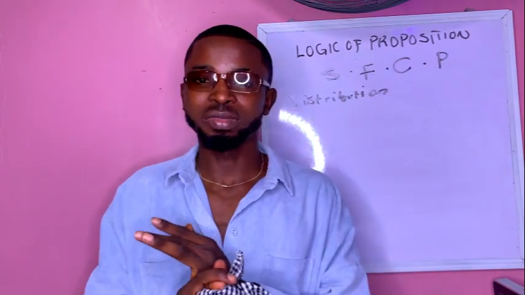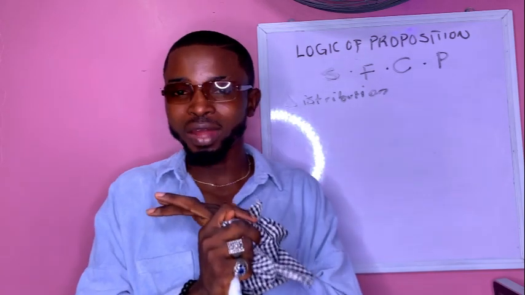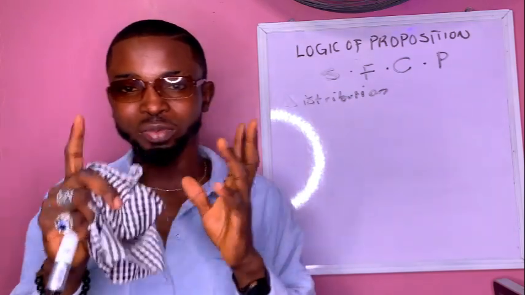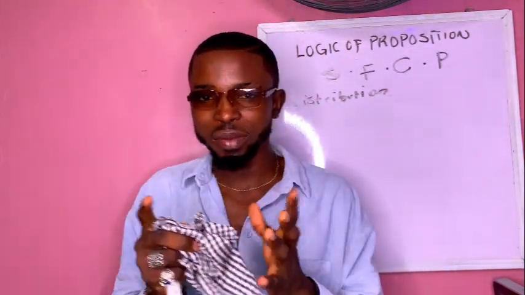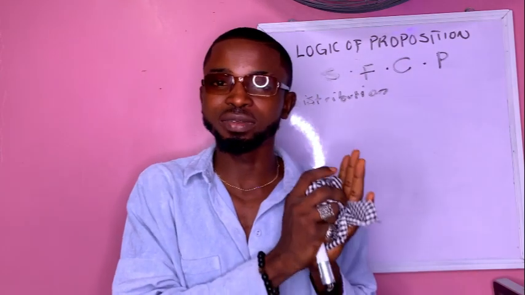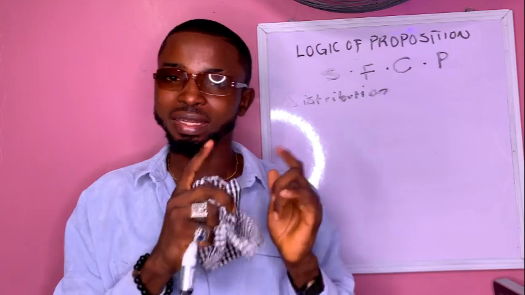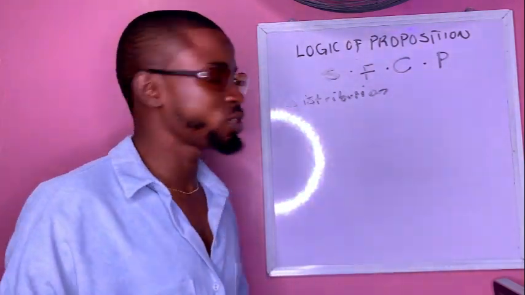So let's say in our subject term we have teachers, all teachers for instance. That particular subject term, teachers, is distributed if a particular proposition, whether A, E, I, O proposition, is making reference to all the members in the class designated by the term. Sure, you understand? So if it's making reference to all of them, then that class is what? Distributed. So when we give examples now, the definition is going to be clear.